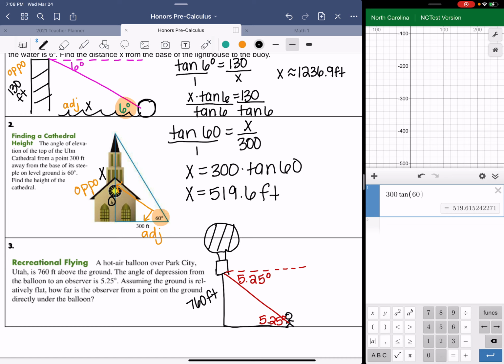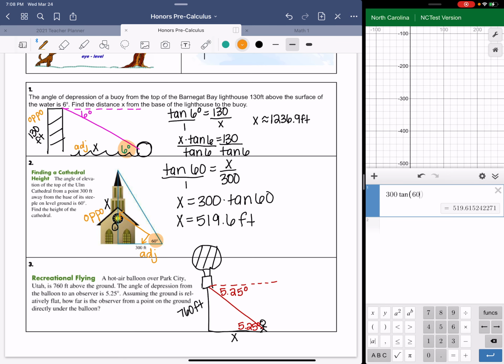Now, it says assuming that the ground is relatively flat, so it's talking about this distance here. All right, we want to know how far is the observer from a point directly below it. So here's my point. So we're looking for this distance right here. All right, so given that information, let's look again. So we're going to look from our angle. So it looks like we're going to be using tangent again, because we have an opposite and we have an adjacent. Like I said, you will use it a lot, but that doesn't necessarily mean you use it every time.